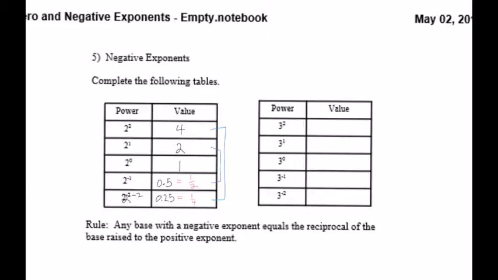Let's go through this process again, but this time we'll use 3 to the 2 all the way down to 3 to the negative 2. So let's use that rule that we just took a look at. We have 3 squared, that's equal to 9.